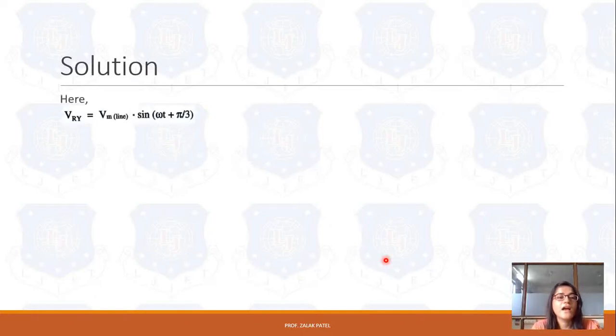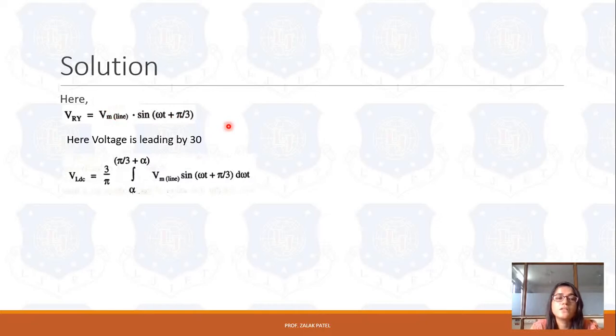Here Vry can be written as Vm sin omega t. Now this Vry is nothing but the phase voltage, and Vry is equal to Vm sin omega t plus pi by 3. That means Vm of line into sin omega t plus pi by 3. Now voltage is leading by the angle 30 degree.